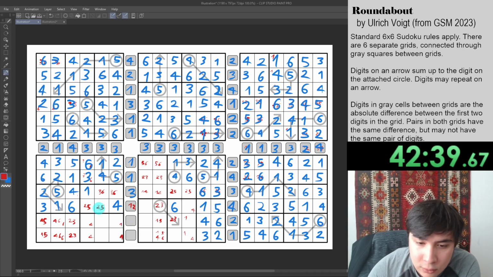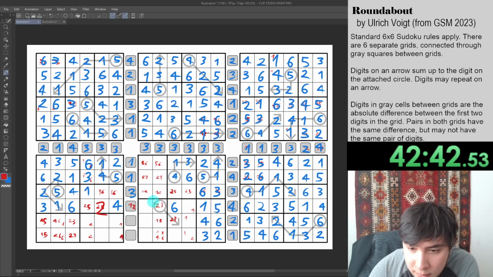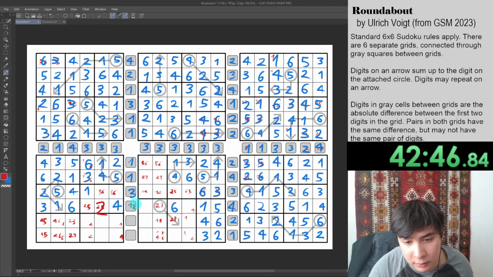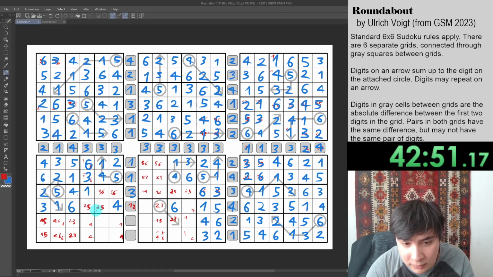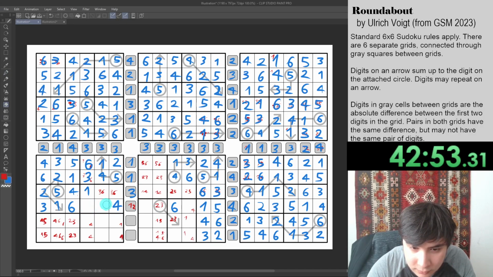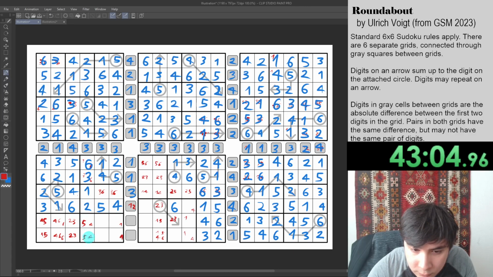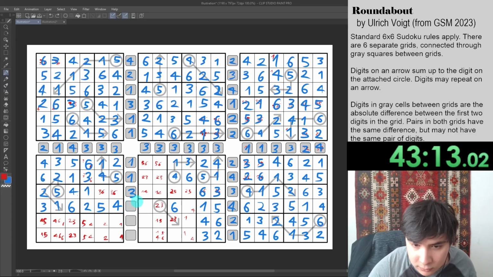Oh, okay. 2, 4 would not work because our candidates here, the only other pair that would make a 2 difference would be 2, 4 itself. So this is going to be guaranteed 5, 4, 2 being over here. That does give us a 5 and a 4 here, and the 2 in one of those spots. But more importantly, it gives us the 1 in the center here.